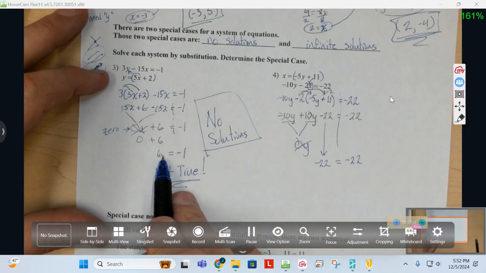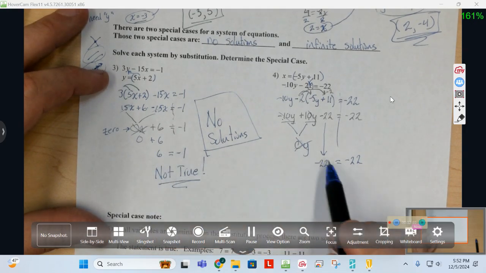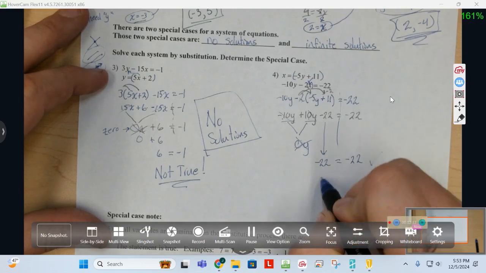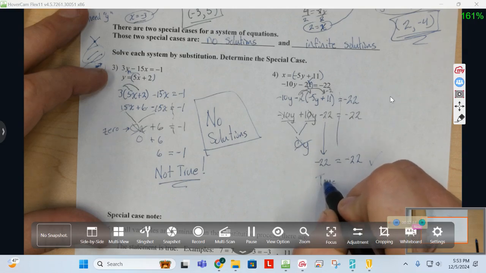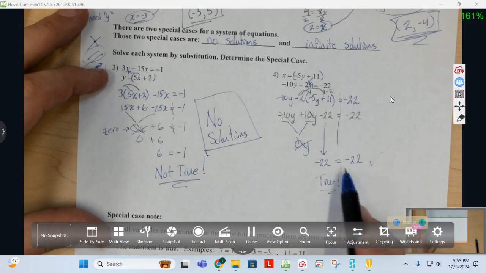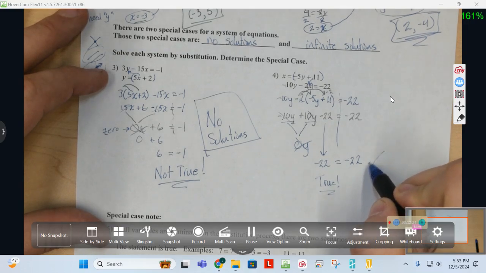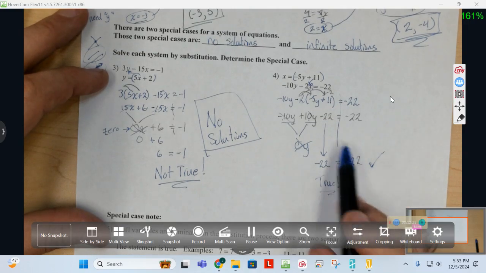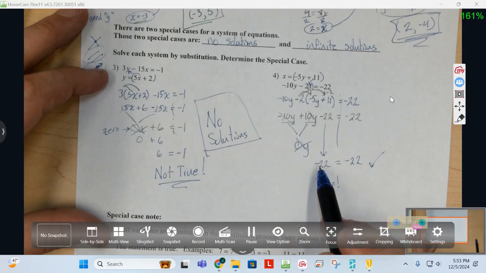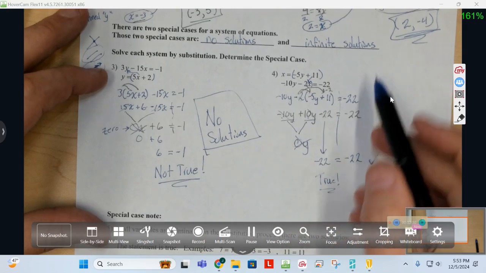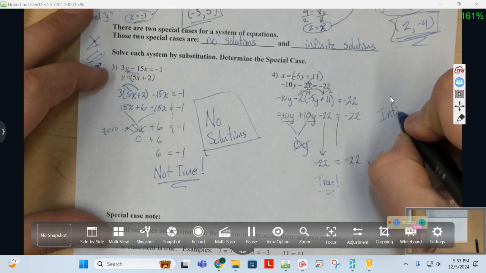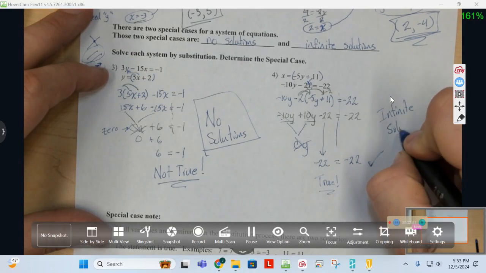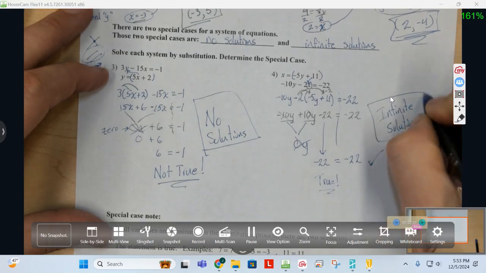Now, unlike this 6 and -1, this is a true statement. I'm going to say this is true. Okay? It's true because -22 on the left is equal to -22 on the right. We like that. That's my check. Boom. So the special case, if you eliminate all the variables, but the remainder is equal left and right, that's an infinite solution scenario. So our answer here is infinite solutions.